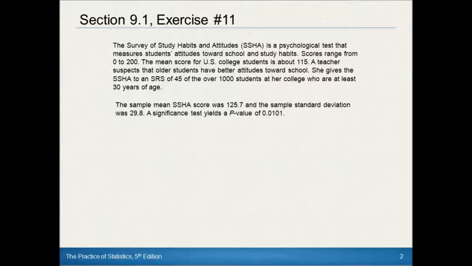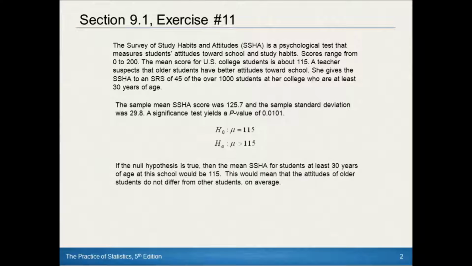Our first question is to interpret the null hypothesis. We were given that a null hypothesis, mu, is 115, where mu is the average score for all U.S. college students at least 30 years of age. The alternative was that mu is greater than 115. If our null hypothesis is true, then in fact the mean SSHA for students at least 30 years of age is 115. This would mean that the attitudes of older students doesn't differ from other students on average.